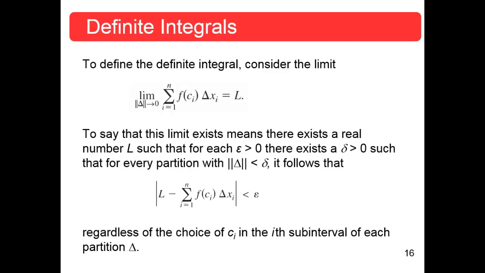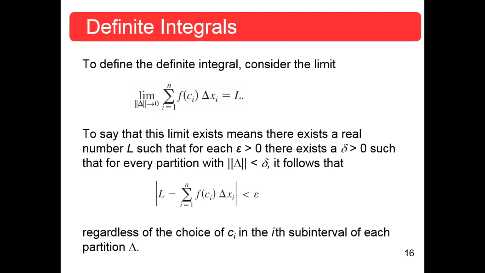Now we really get where we're wanting to go. Definite integrals. To define the definite integral, let's consider the limit. The limit as your norm is approaching 0 of the summation i equals 1 to n. Now this implies n is going to infinity, remember? Of f of c sub i delta x sub i, that limit is going to exist.